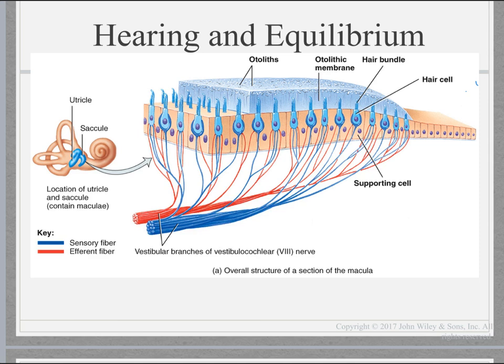So let's take a look at the utricle and the saccule. Now, what happens? We have our vestibular branches of the vestibulocochlear nerve. These hair cells, kind of like in taste and smell, are being nourished and supported by these columnar supporting cells. And the stereocilia, the hair bundles, are going to be supported and embedded inside this otolithic membrane that has those calcium carbonate otoliths embedded on top. Now, in the next slide, or the two slides after this one, we're going to look at a detailed cut of the ampulla and see exactly what happens.